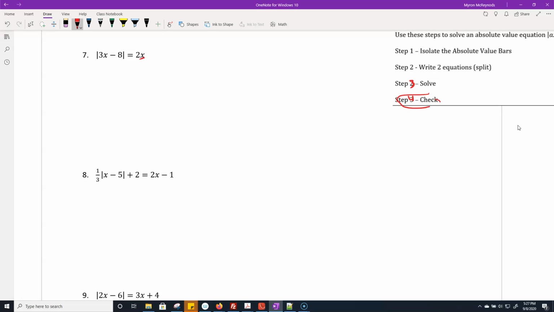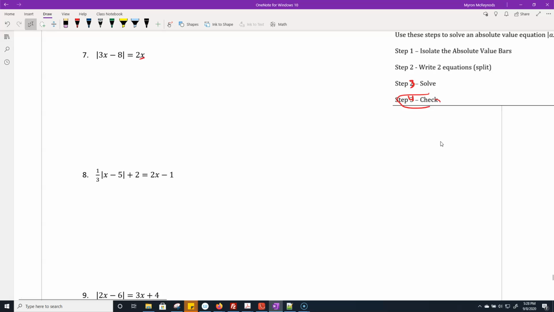Little typo there. The check step is super important here because we have to check to make sure that none of these are extraneous, because we're going to start running into extraneous solutions now with x on the other side. The ones we checked without an x on the other side, you're just checking to make sure you did your math right and make sure it works. This time we're checking to see if the solutions are actually valid or not. So this is different.